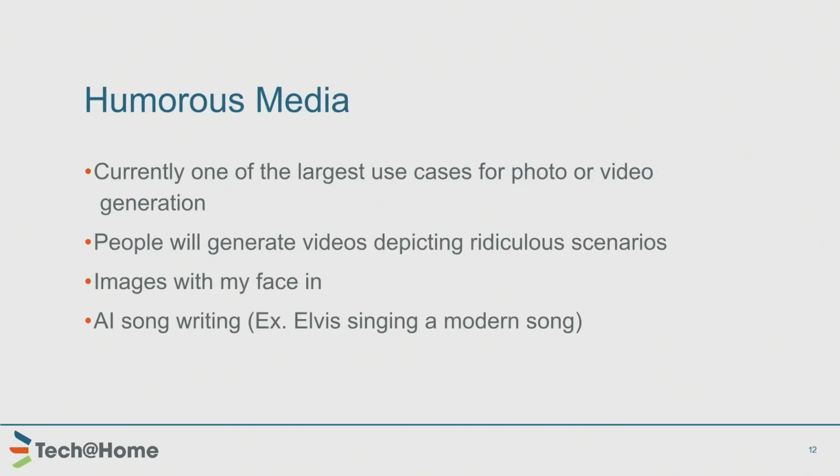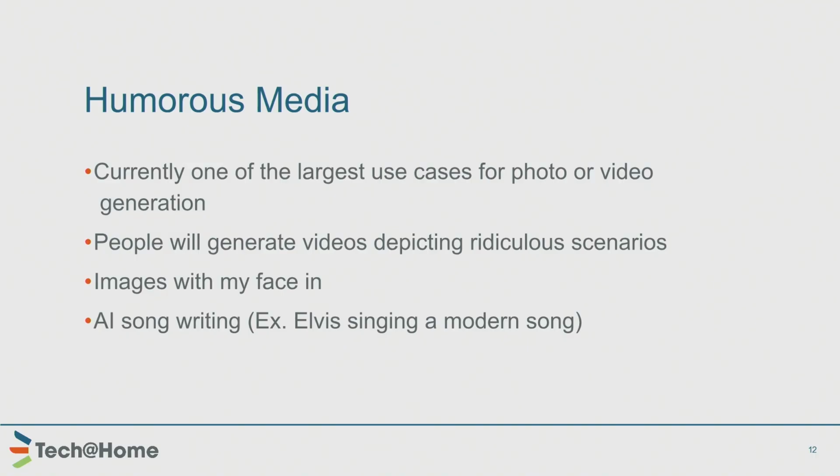AI can be used for more humorous cases. Think of all the humorous media you may have seen either through social media or through friends and family. It's certainly one of the largest reasons anyone would be using photo or video generation in today's era. So people will generate these videos depicting quite ridiculous scenarios, like an alligator eating shingles off of a roof and various different scenarios.